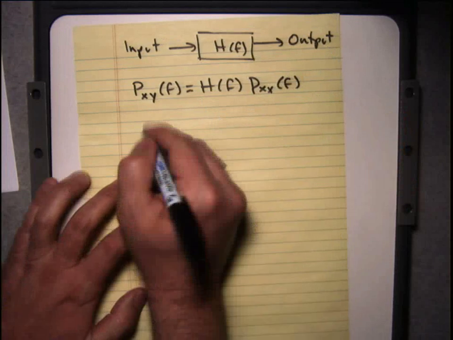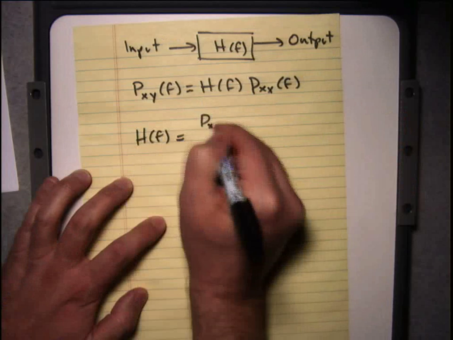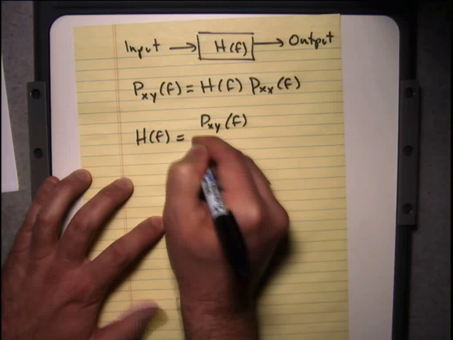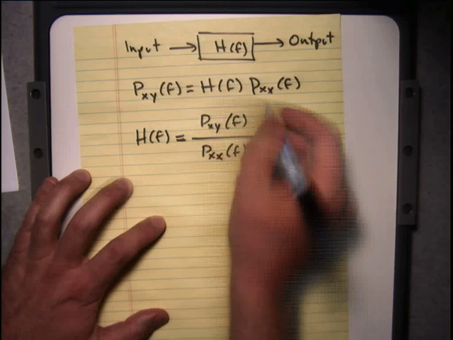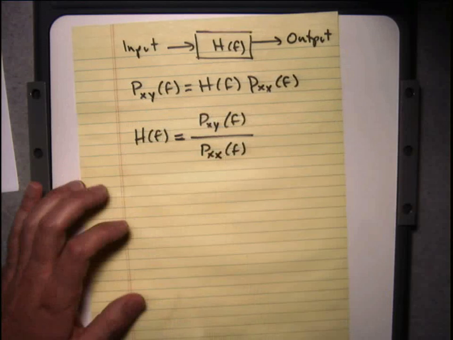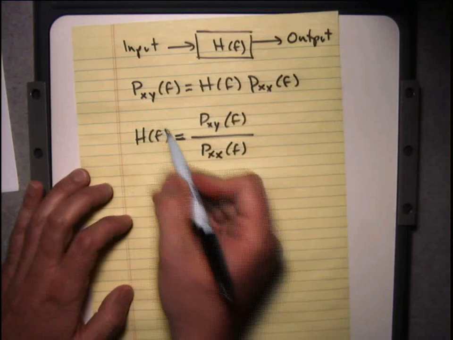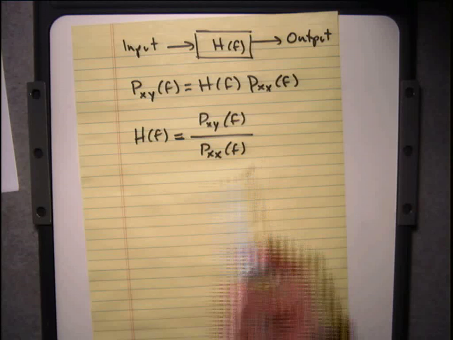One way to do it is h of f could be Pxy of f divided by Pxx of f, right? So you measure these and divide them. And then say, okay, that's my h of f. Do an inverse Fourier transform and get h of n and declare victory, right? Anybody see a problem with this?